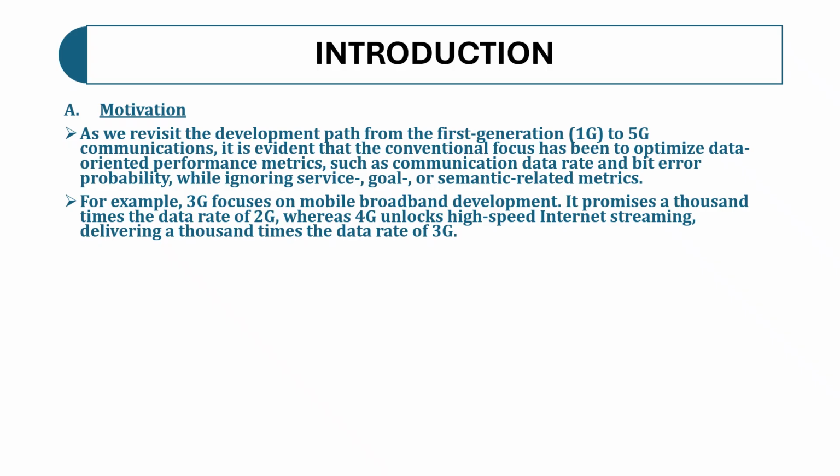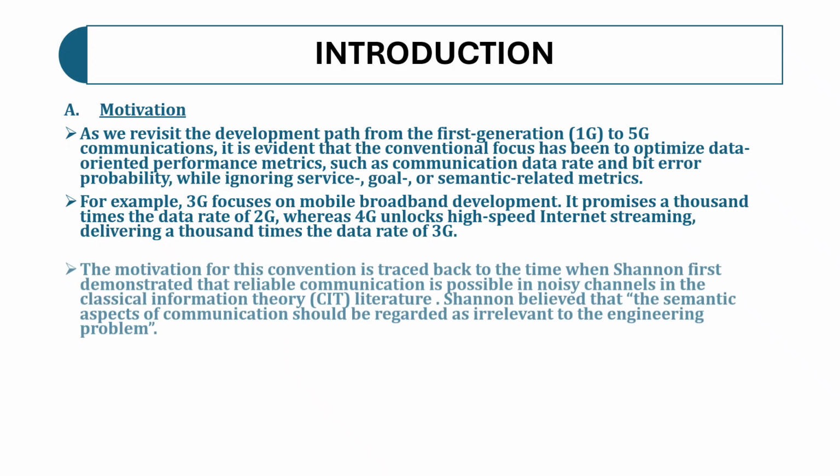We will be more helpful, more human-centric as compared to 1G, 2G, 3G or 5G. You know that 3G only focused on mobile broadband development, and it promised 1,000 times the data rate of 2G, meaning the data rate in 3G is much higher compared to 2G. As you compare 3G with 4G, the data streaming is very high, about 1,000 times the data rate of 3G. So 6G will be more than 5G.